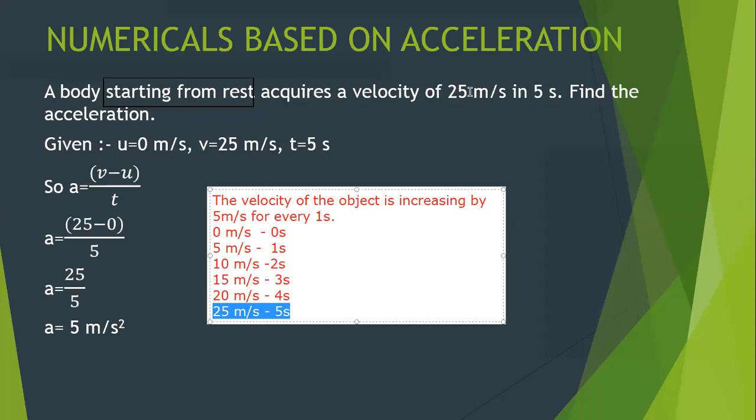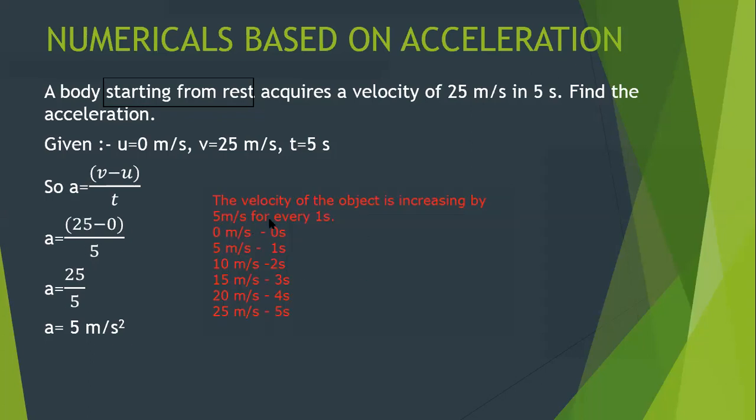See, the initial velocity is 0. After 5 seconds, the final velocity is 25, because the velocity is increasing by 5 meter per second for every 1 second.